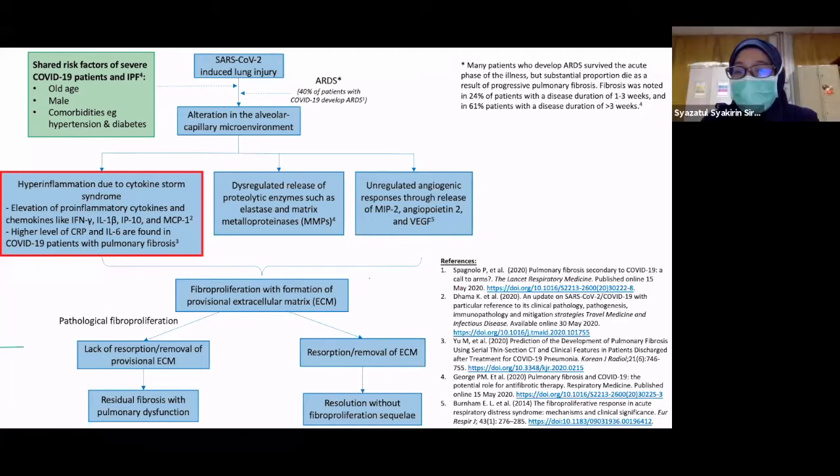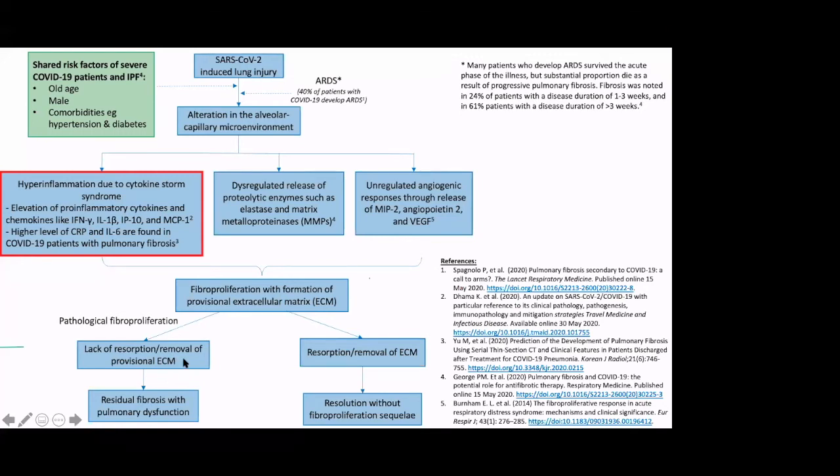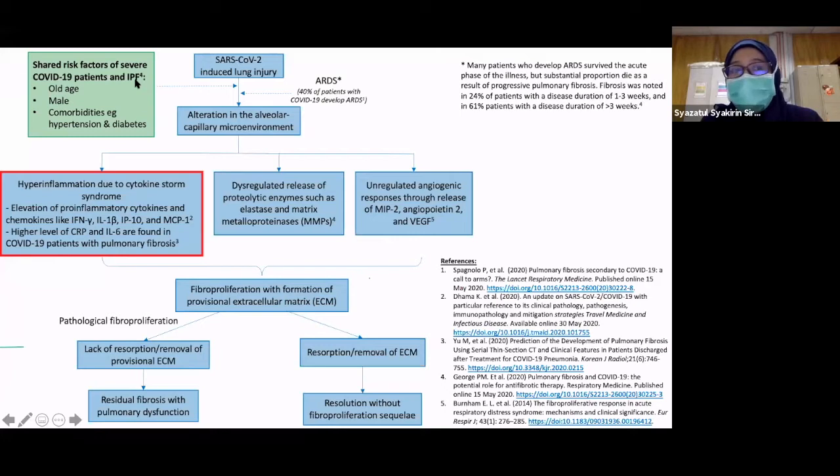So basically, there are hosts that are able to resolve or remove the extracellular matrix, and they resolve without any fibroproliferation sequelae. However, a patient who is unable to take out the extracellular matrix will have residual fibrosis with pulmonary dysfunction. This pathological fibroproliferation follows a pathway similar to what we see in idiopathic pulmonary fibrosis. Those with old age, usually male compared to female, smokers or former smokers, and those with comorbidities like hypertension and diabetes, either recover with permanent fibrosis, or recover without fibroproliferation sequelae but over a longer time compared to a host able to remove all this extracellular matrix. So there will be two outcomes for our patient after the COVID-19 hyperinflammation phase.